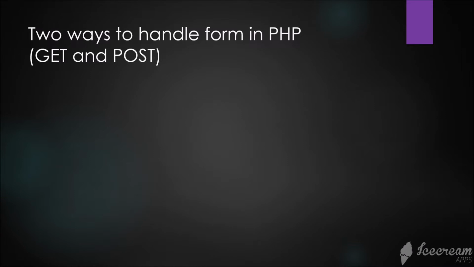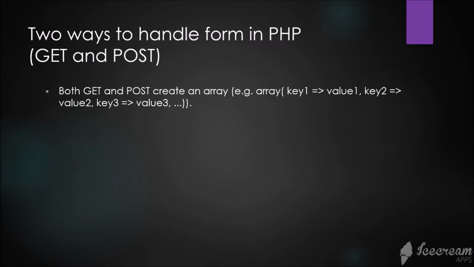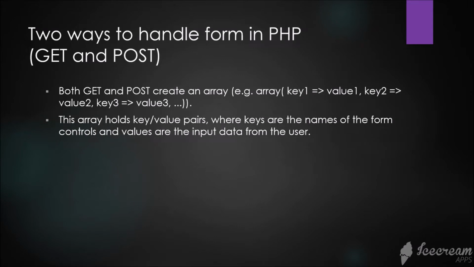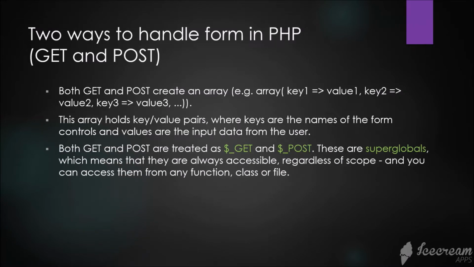Okay, so two ways to handle form in PHP. We have get and post. Both get and post create an array. So we have here yung example given natin. So basically, it is just like an associative array. Okay? This array holds key value pairs where keys are the names of the form controls and the values are the input data from the user.